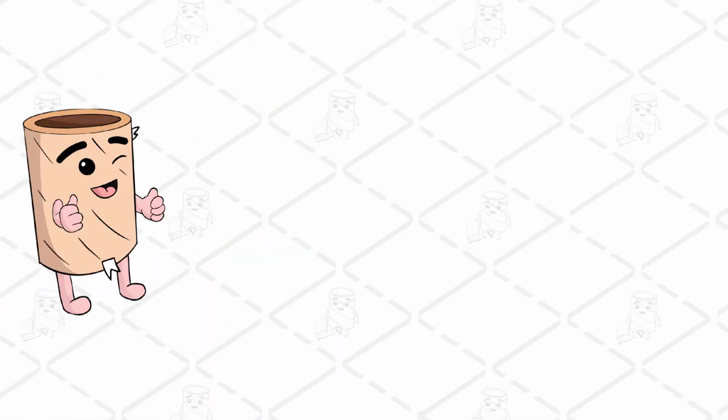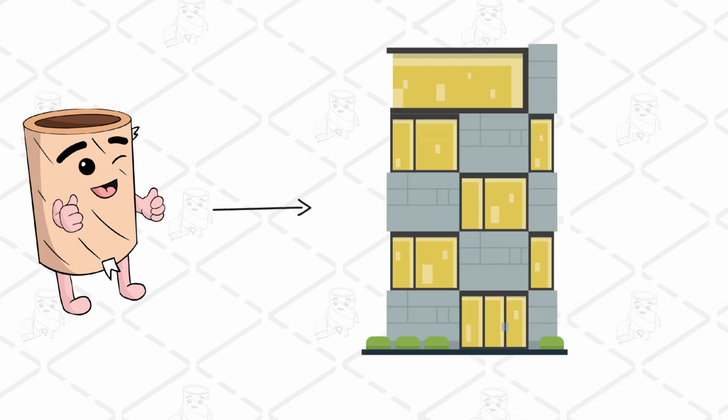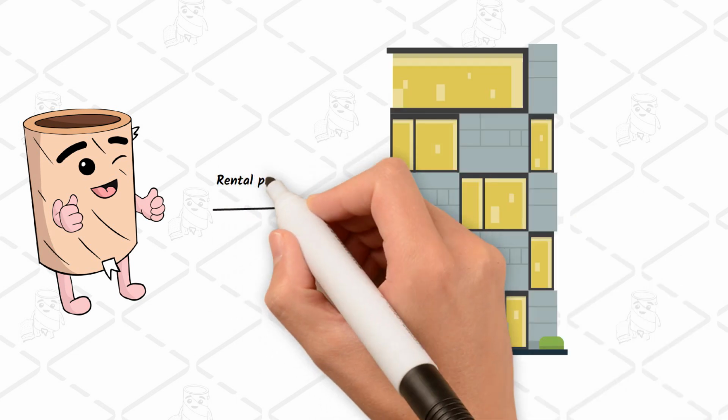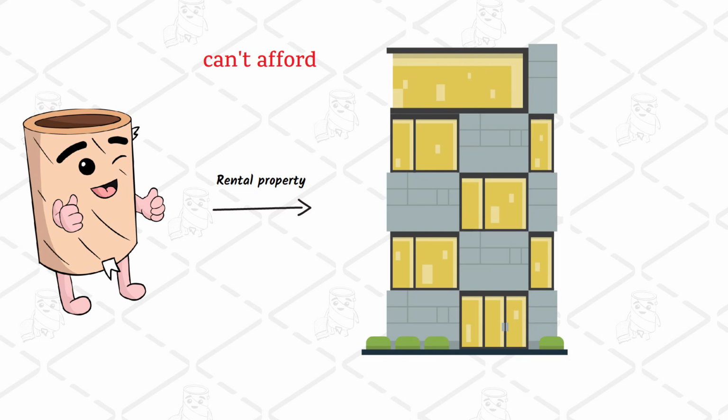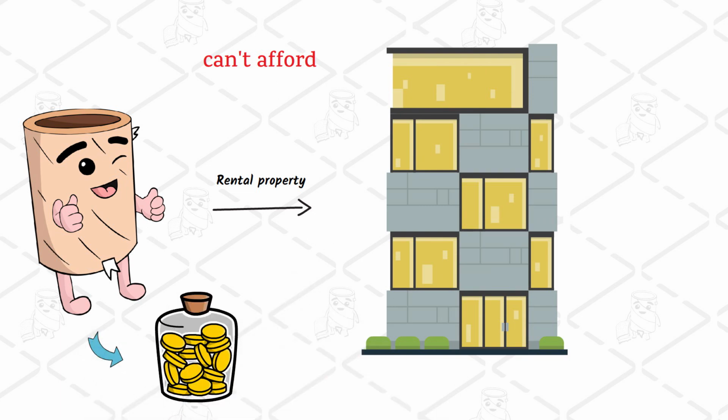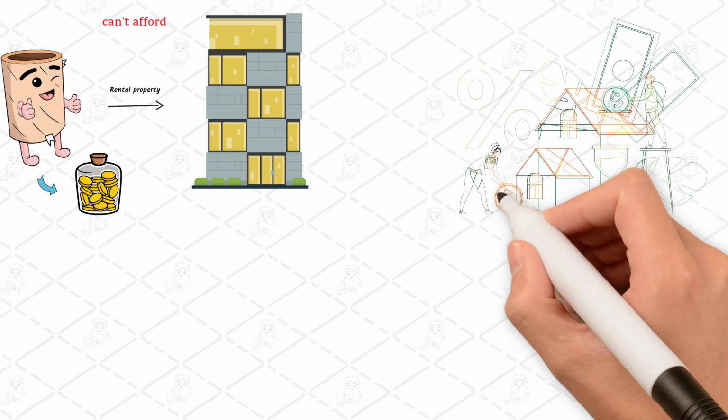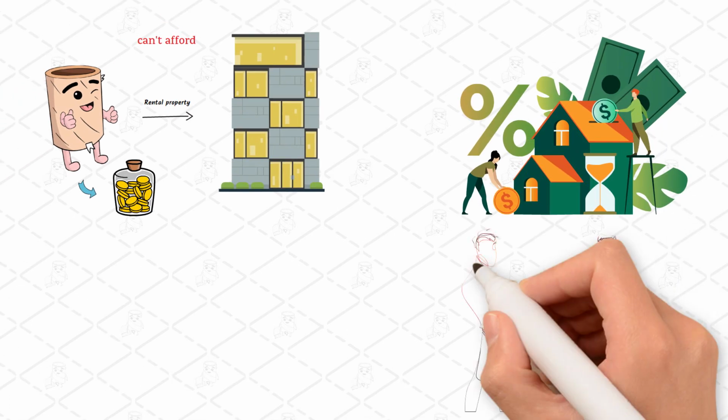Flush has also been looking at the possibility of investing into some real estate. He's considering a rental property with 4 apartments. He can't afford it yet, but he's saving up to make it happen. Real estate is one of the most popular investments people choose to make.